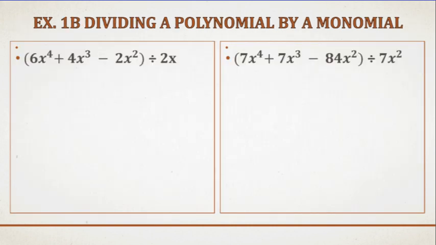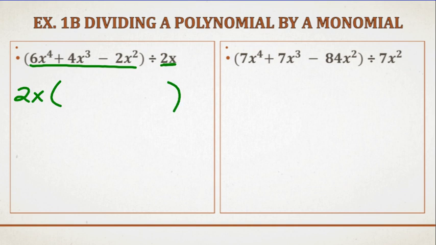Our first example here, here's our monomial, the 2x. We're going to divide it out of this polynomial. So the way we're going to do it, first way, is have your monomial on the outside of the set of parentheses, and then we're going to write our polynomial, 6x to the fourth plus 4x cubed minus 2x squared in parentheses. So now we're going to divide this, our 2x, out of each of these terms in here.